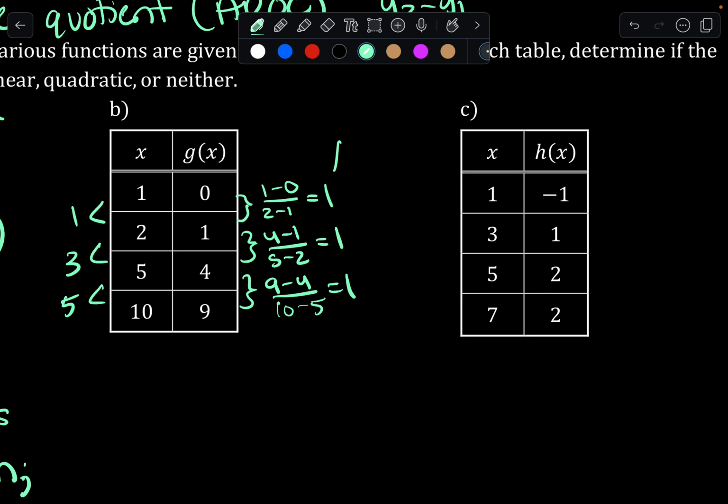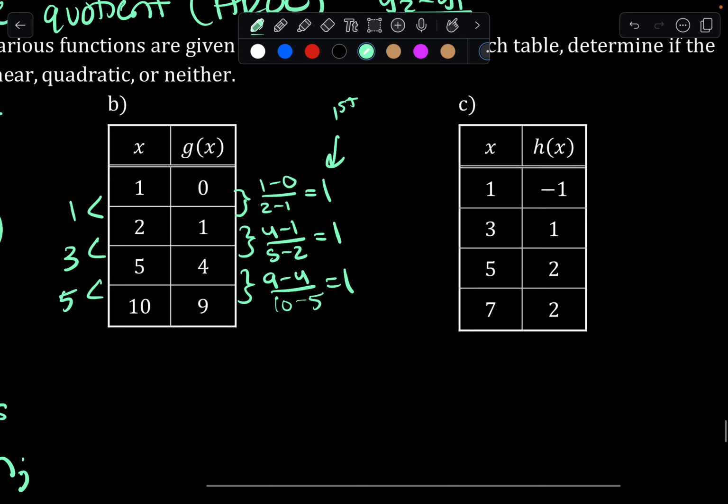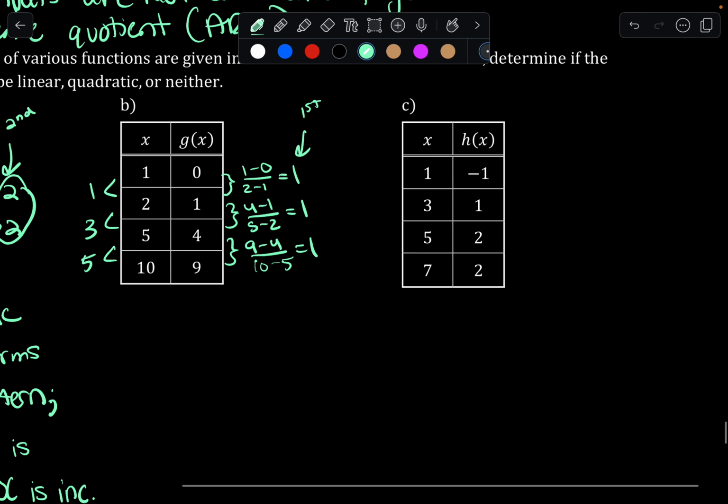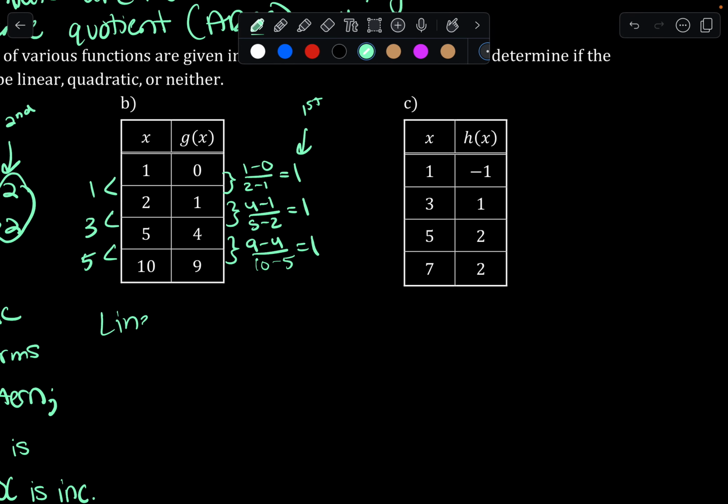Okay, so this is our first common difference, and it's constant, okay? So that means this is linear because the average rate of change is constant. Cross your fingers you get this one. It's pretty straightforward.